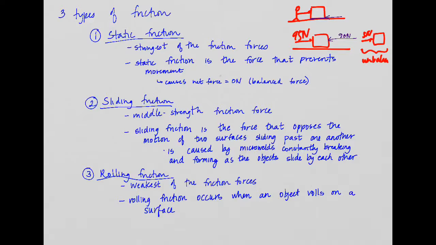And finally, we have rolling friction. Rolling friction is the weakest friction force, and it occurs when an object rolls on a surface. Like if I put this box on wheels, then I would be rolling it. And this actually would decrease. It would be rolling friction now, which would be less than the static or the sliding friction. So the friction here would be at the wheels, and maybe it would only be 10 newtons. So I would push the box with an overall net force of 85 newtons to the right. Okay?